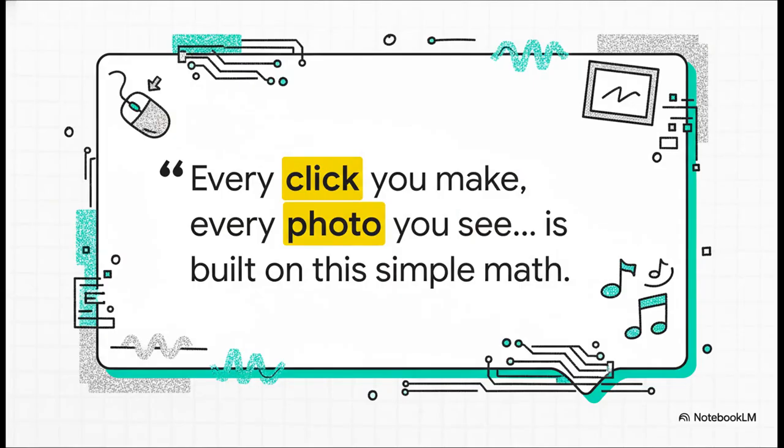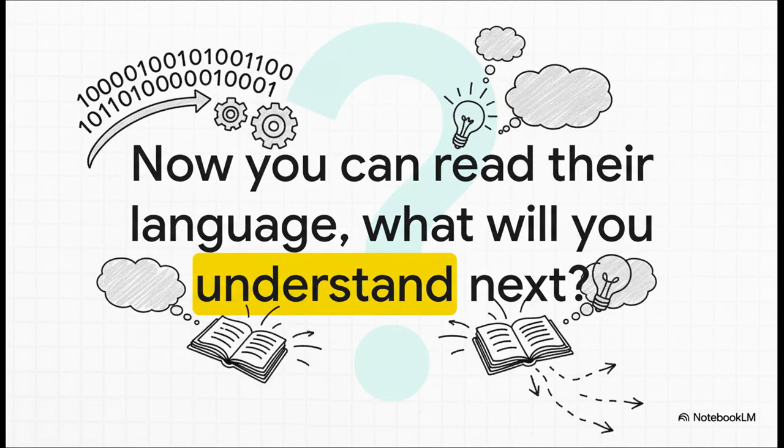And this really brings home why this is so huge. Every single time you click your mouse, every photo you scroll past on your phone, every song you listen to, it's all being processed and stored using this simple math. It is the absolute bedrock of modern life. So, you've just learned the native language of computers. You've taken your first real step into understanding how they actually think. Which just leaves one big question. Now that you can read their language, what are you going to understand next?